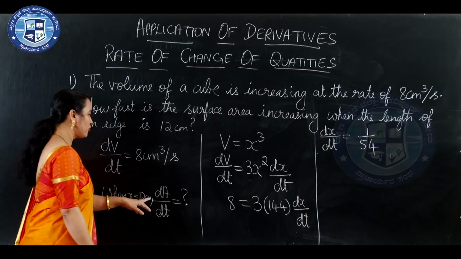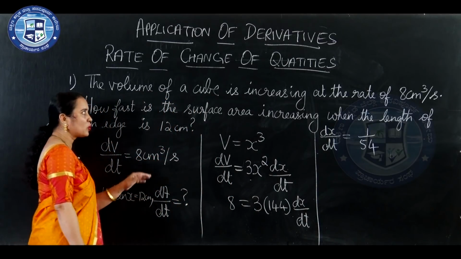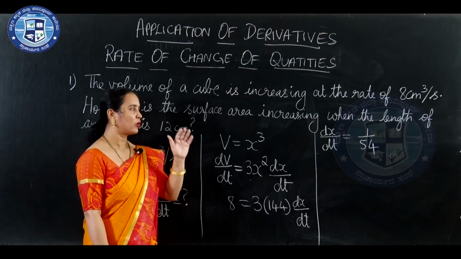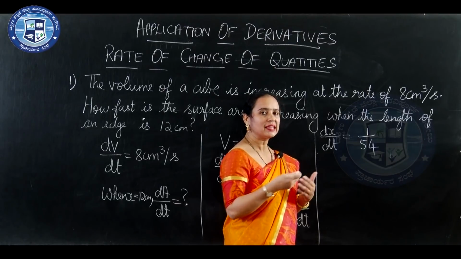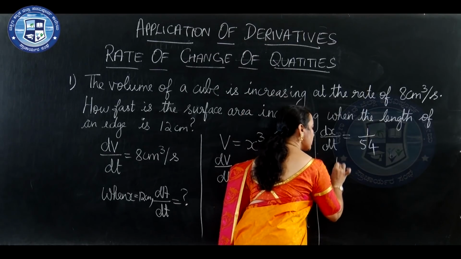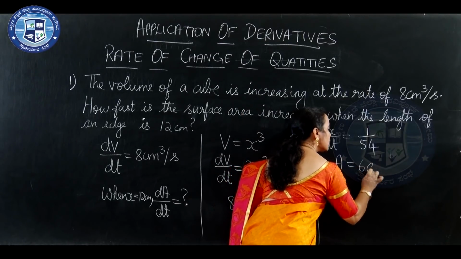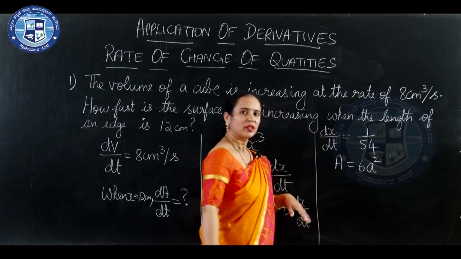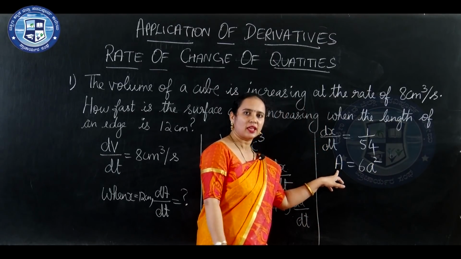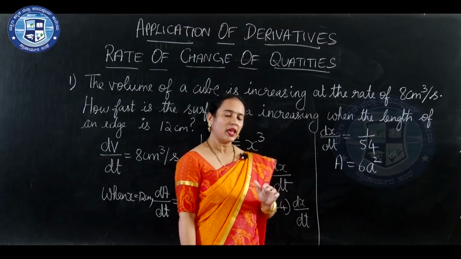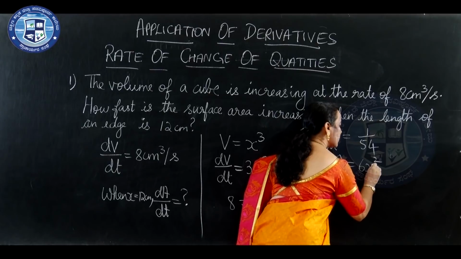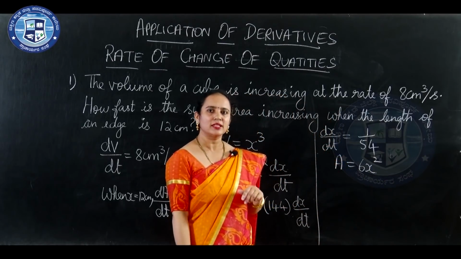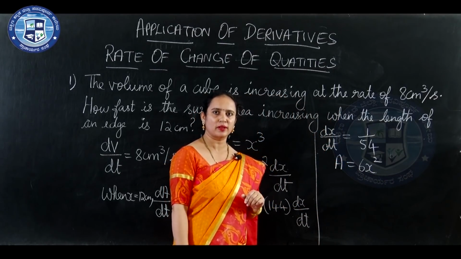Next, you have to find dA by dt. So, take the formula for surface area of a cube. I will denote surface area as A. So, surface area of a cube is 6a square, but here we have taken x. So, area A is equal to 6x square.